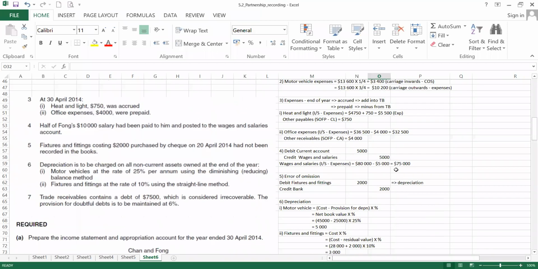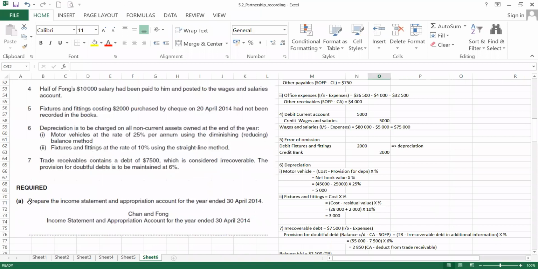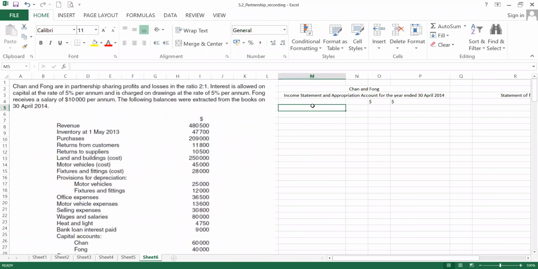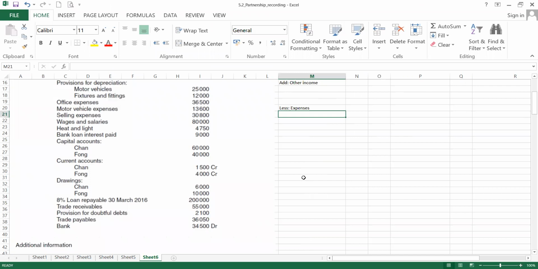Okay, now we go and prepare the income statement, because the question asked to prepare the income statement and appropriation account. So I give the format first, start with the revenue section, and then less cost of sales, okay, and then we have gross profit, and then if you have any income, so we add other income, and then less expenses. This is a general idea about how to prepare the income statement.